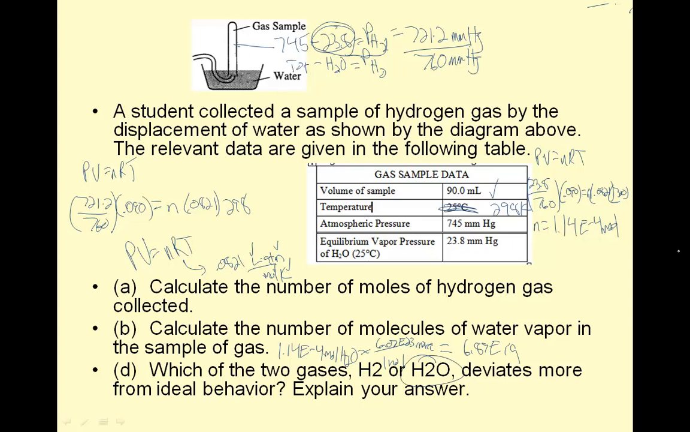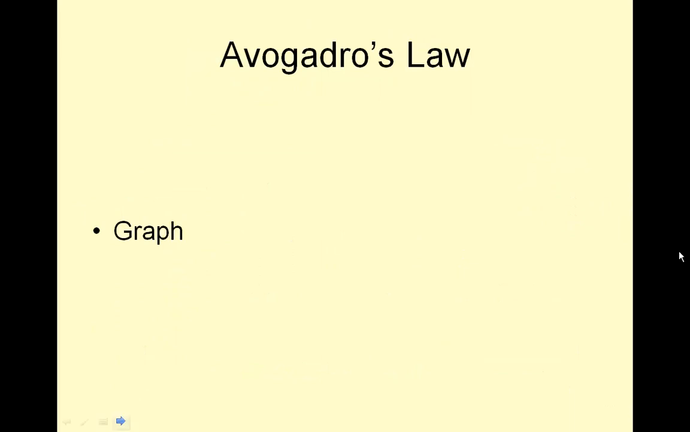Which of the two gases deviates more from ideal behavior? Explain your answer. Water. More attractive, and bigger. So it's more attractive.